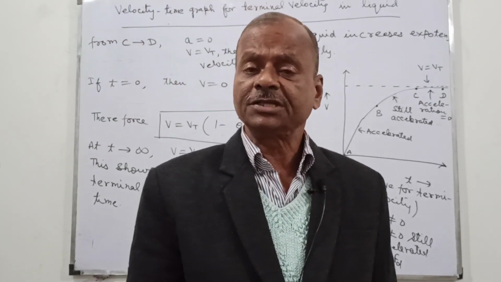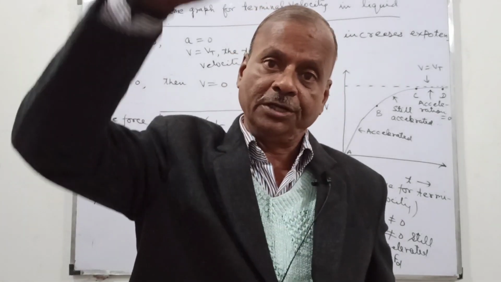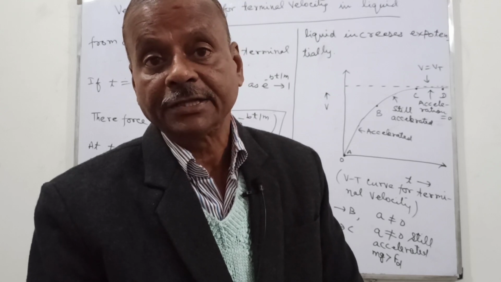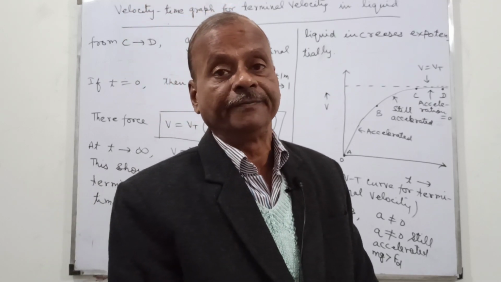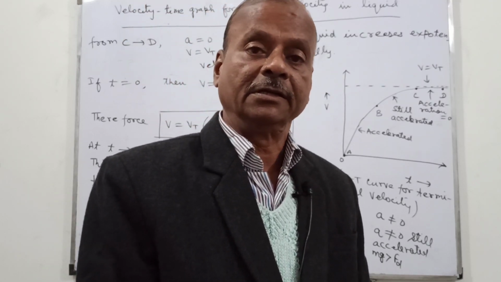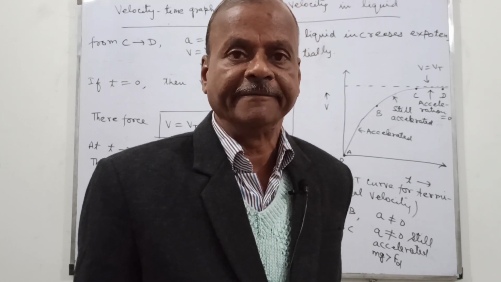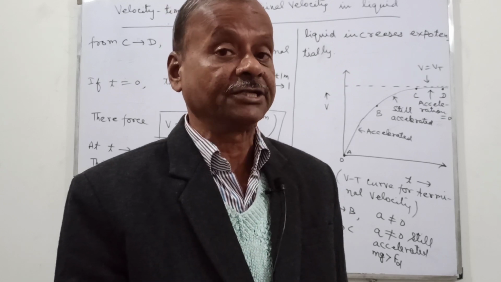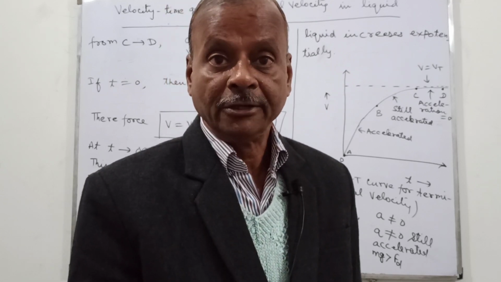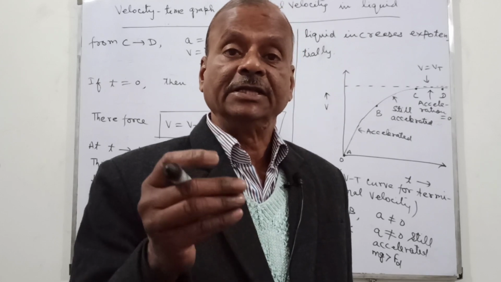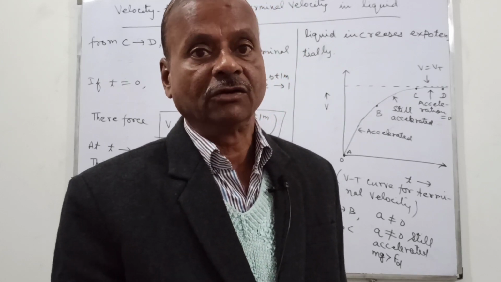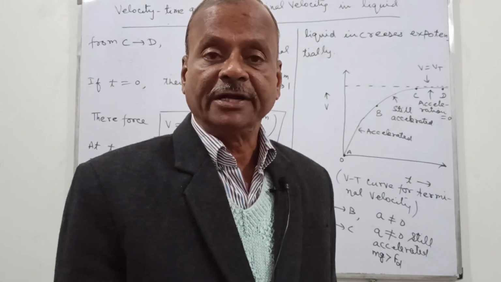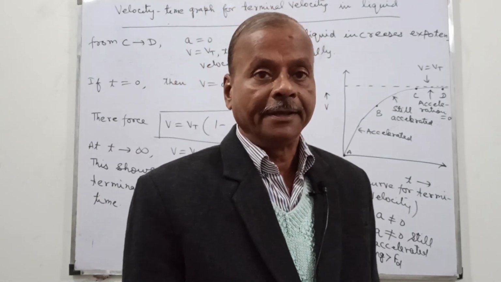It never happens that as the body is falling, it will just gain the terminal velocity. It will take some time, because initially as the velocity increases, the drag force also increases, and when this drag force equalizes the weight of the body, at that time the acceleration of the body is equal to 0. So the body attains the constant maximum velocity, that is called the terminal velocity. So this is about the velocity time graph for the terminal velocity in liquid.